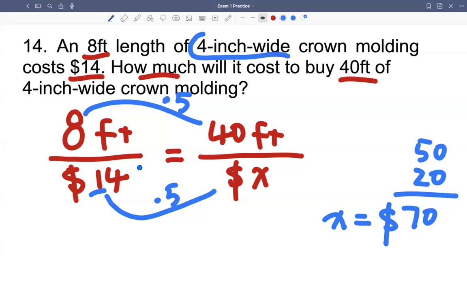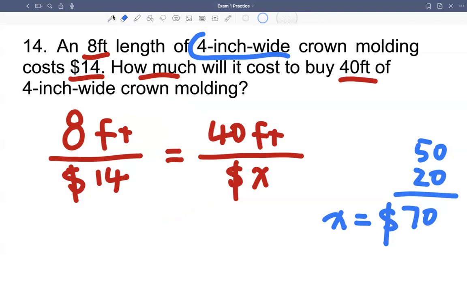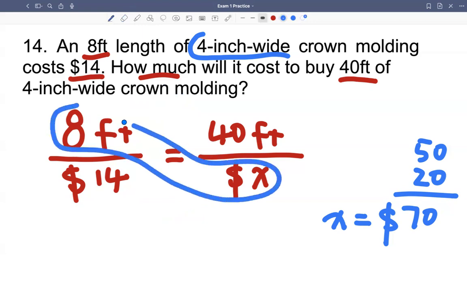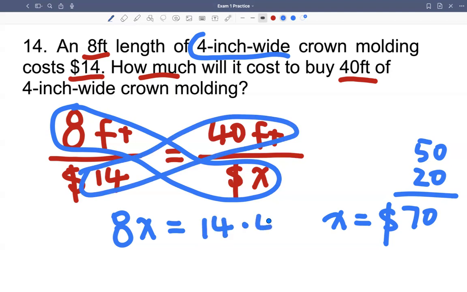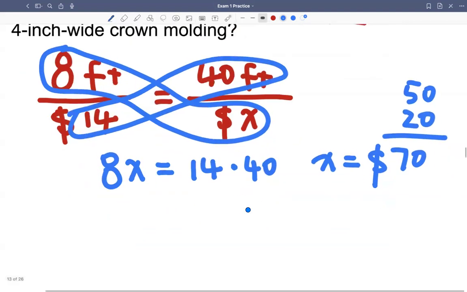All right, so that is one way to solve, or we can also do cross multiplication, right? Cross multiplication is, see, okay, I can cross multiply these two to get 8 times X. During the calculation, we can forget about the units. We're not going to carry feet and the dollar sign with us. Then I have 8X equal to 14 times 40. So 14 multiplied by 40. How do I do that?